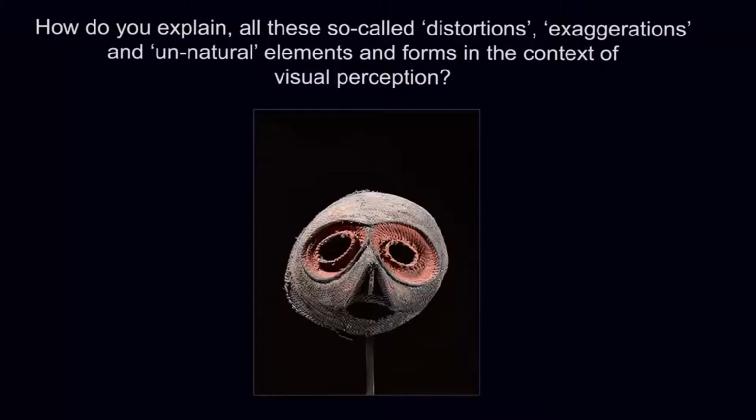In fact, if we are to characterize the visual perceptions of these artists who are making these masks and heads, we must look at their artworks in order to figure out their visual perception, because it is these masks and heads that their visual perception is embodied in. So how do you explain all these so-called distortions, exaggerations, and unnatural elements and forms in the context of visual perception?